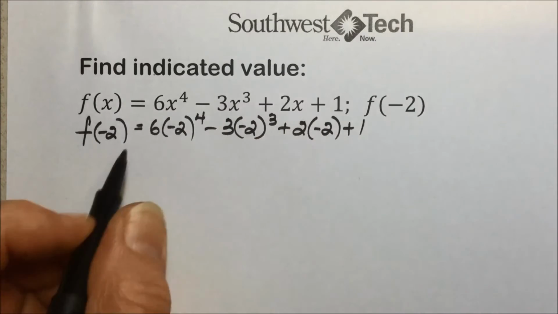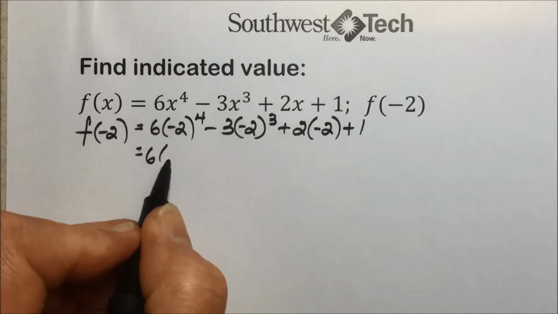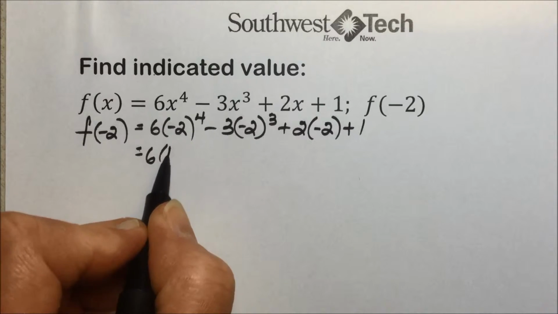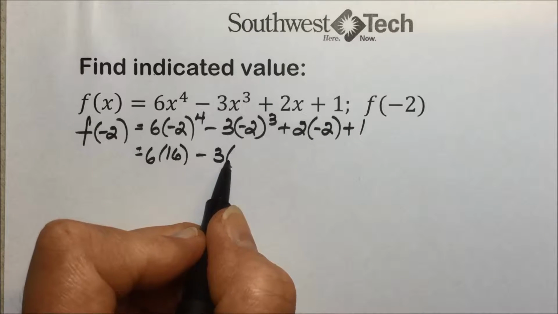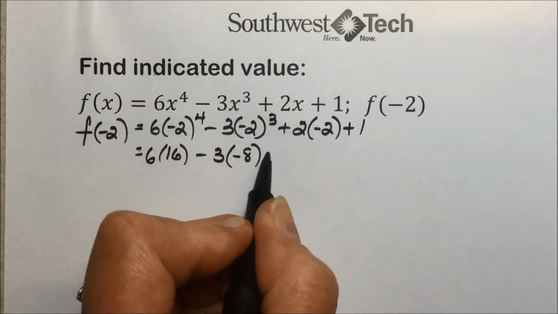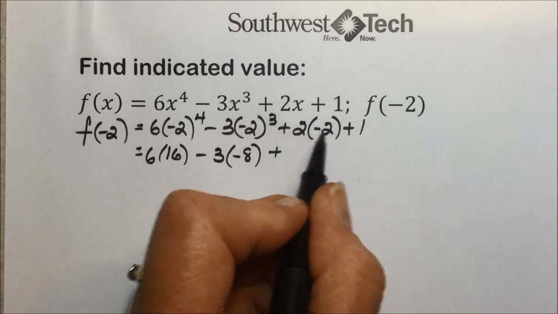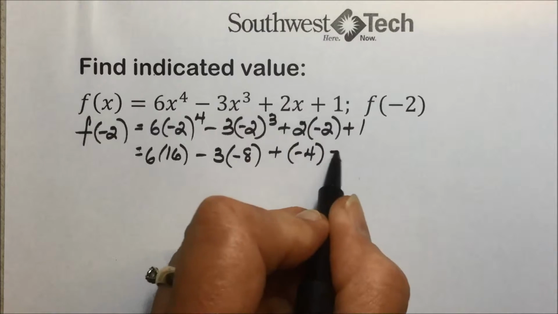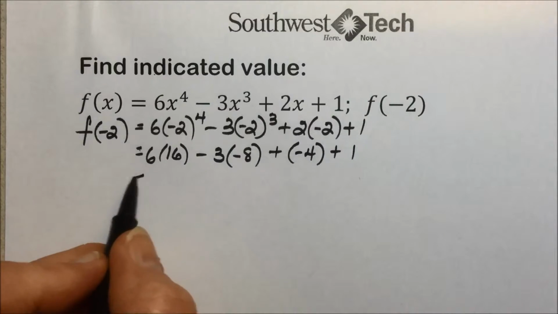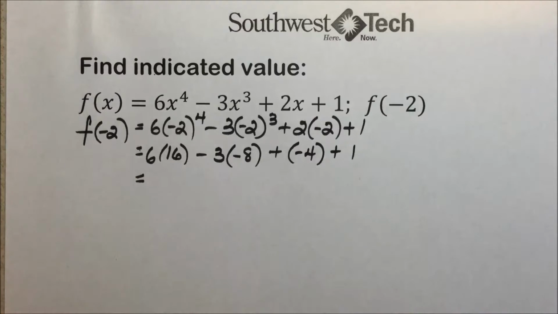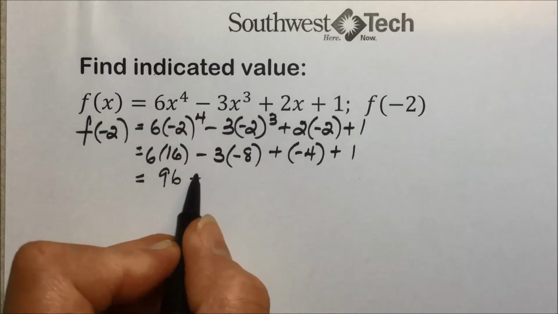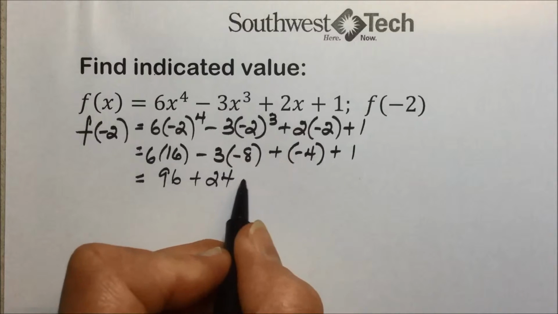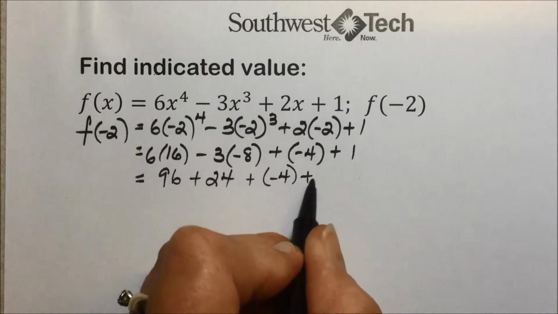Following the order of operations, then, we can simplify it. Exponents: -2 to the fourth power is 16. -2 to the third power, -2 times -2 times -2, is -8. And then we're down to our multiplication. I'll take care of the multiplication here while I'm rewriting it. We have a -4 and the +1. So back to simplify these multiplication problems here, we have 6 times 16, which is 96. A negative times a negative is positive 24. Plus we have the -4 and we have the +1.